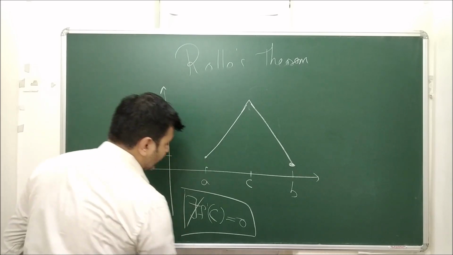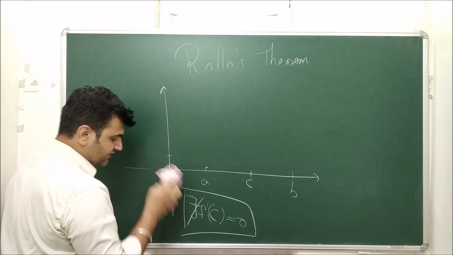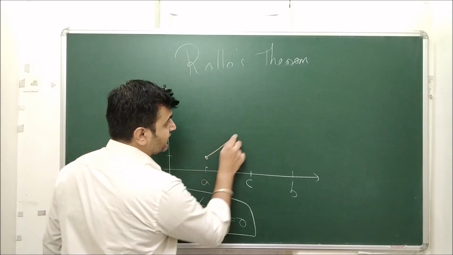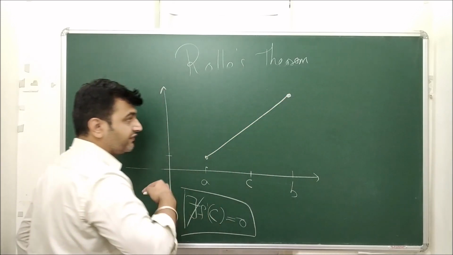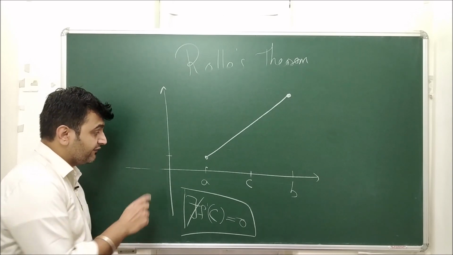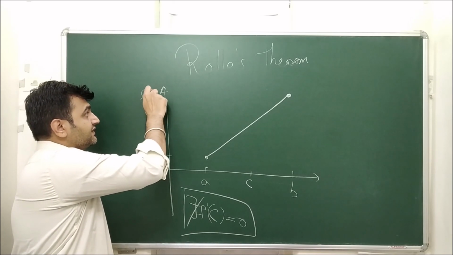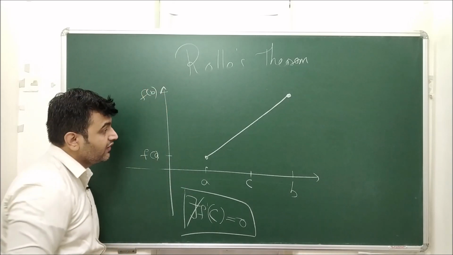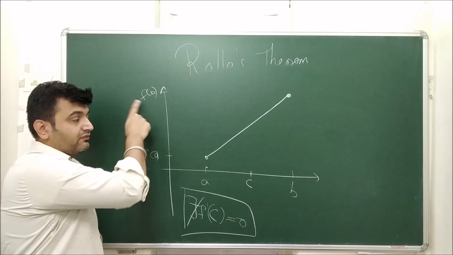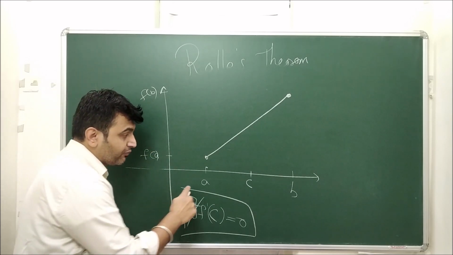Okay, so these were the two examples. If I take the third one, suppose this condition does not get satisfied, you take a straight line. Is the function continuous? Yes. Is the function differentiable? Yes. Is my f of a equal to f of b? No, my f of a is here, my f of b is here. So as you can see, f of a is not equal to f of b, so one of the conditions gets violated. Then can you get a point C?